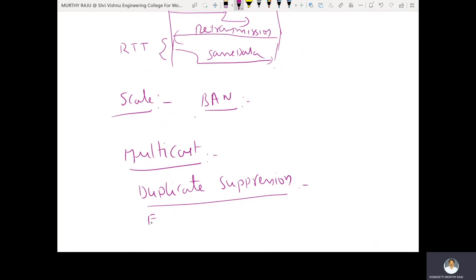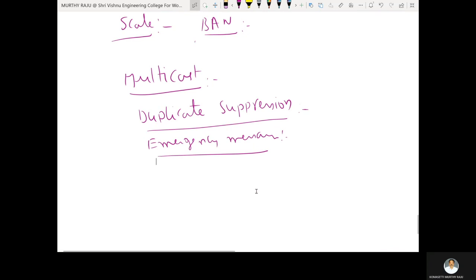Emergency messages. Sometimes the patient's condition is very critical. The doctor's suggestions are very, very important. That information is compulsory. That information is called emergency information. It is sent compulsorily from the doctor to the patient based on the patient's condition.